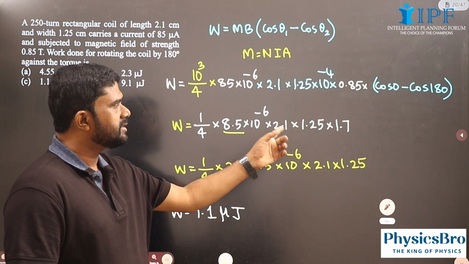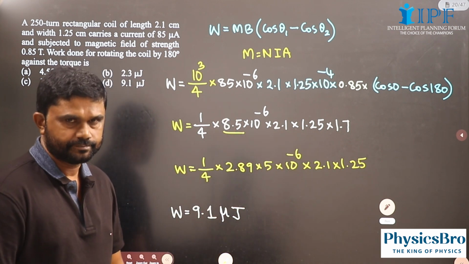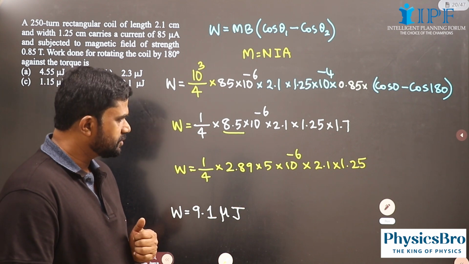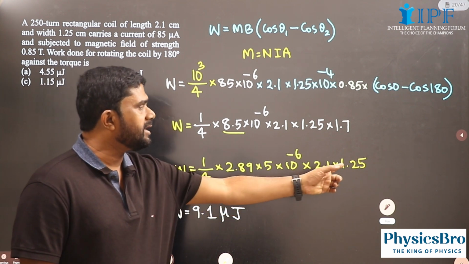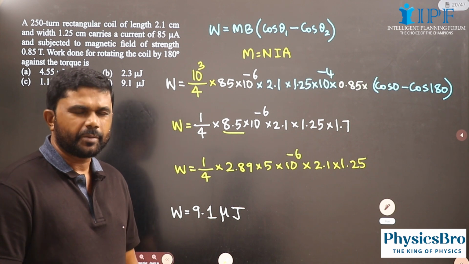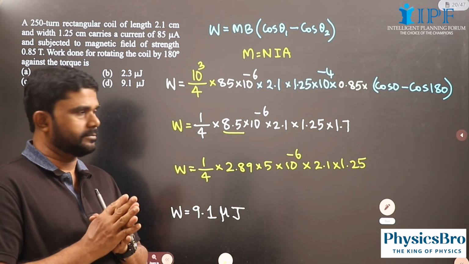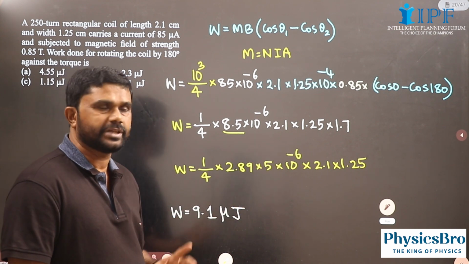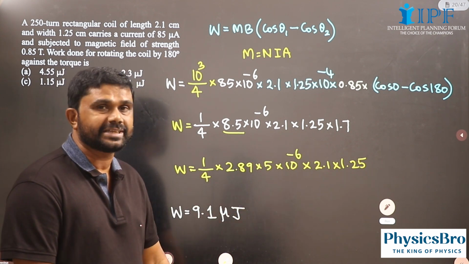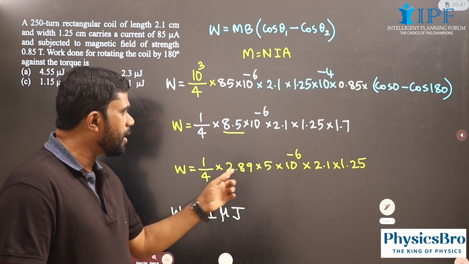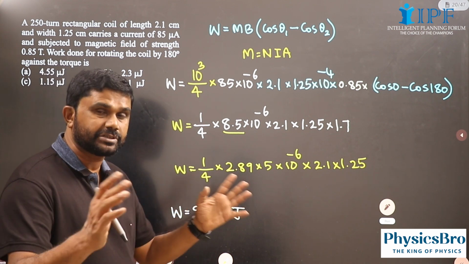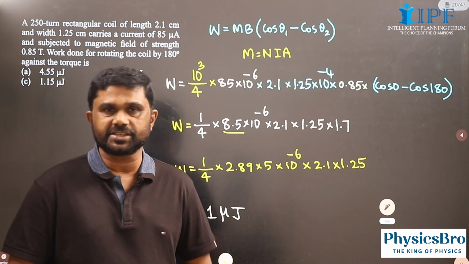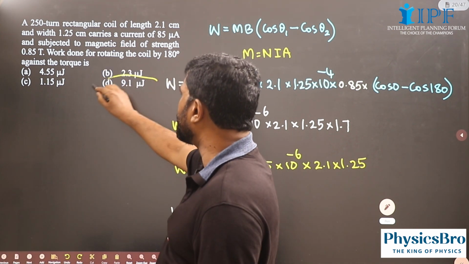10 raised to minus 6, then 2.1 and 1.25. Now here we have 4 in the denominator. This 4 and 1.25, approximately 0.3. Now see we have this 5 and 2, that is 10. 10 into this 0.3 will be 3, and this is also approximately 2.893. 3 into 3 will be 9, into 10 raised to minus 6. So 9 into 10 raised to minus 6 means 9 microjoule approximately.